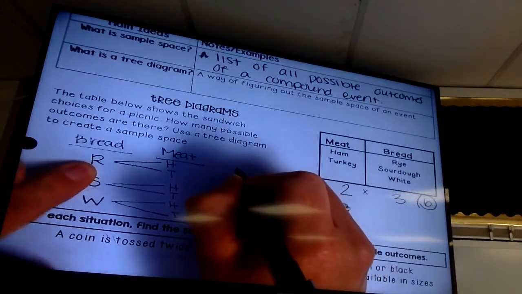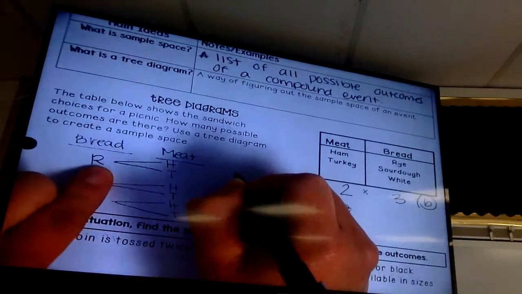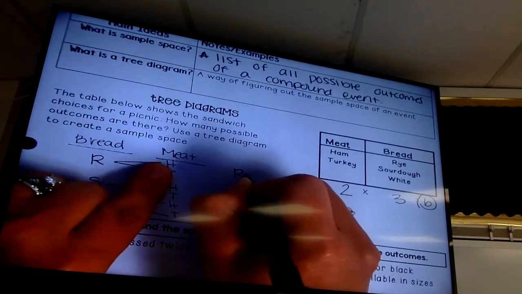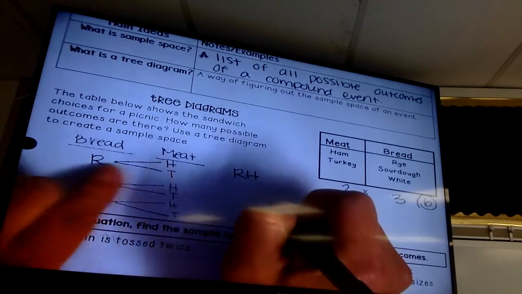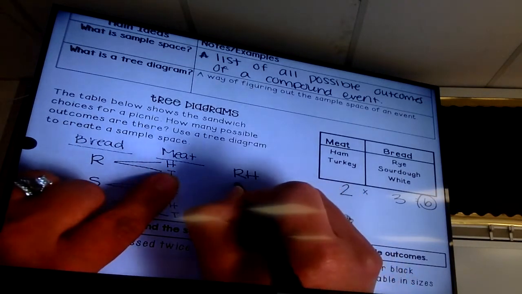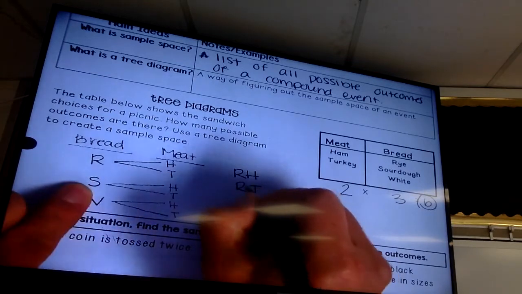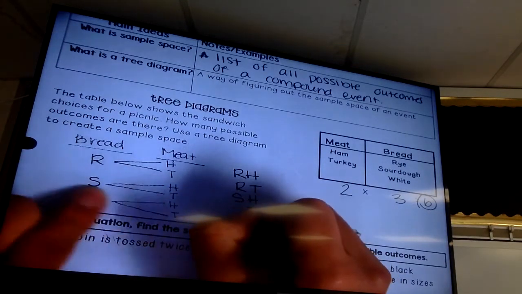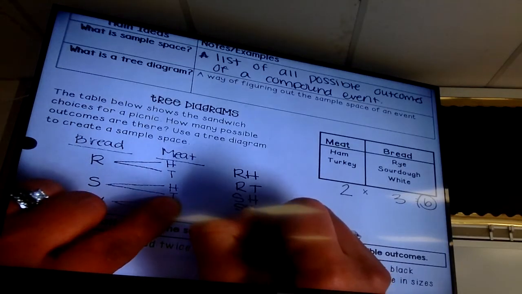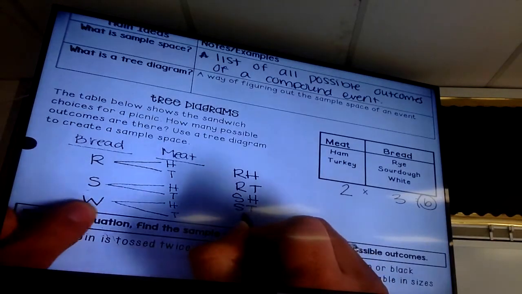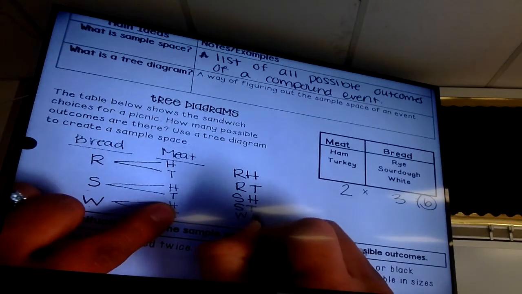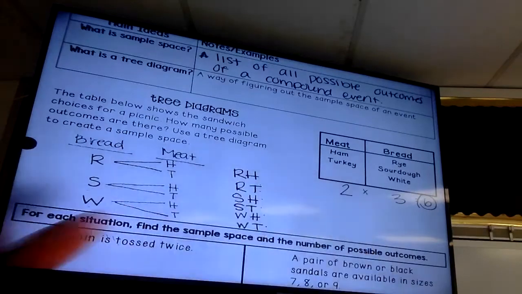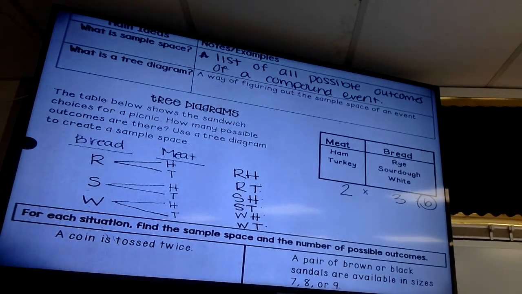So I read my tree diagram like this. I start with one tree trunk and I follow the branches out. So it says rye with ham, rye bread with turkey. Now I switch trees. Now it's sourdough with ham or sourdough with turkey, or white bread with ham or white bread with turkey. And here's our 1, 2, 3, 4, 5, 6 different possible outcomes.